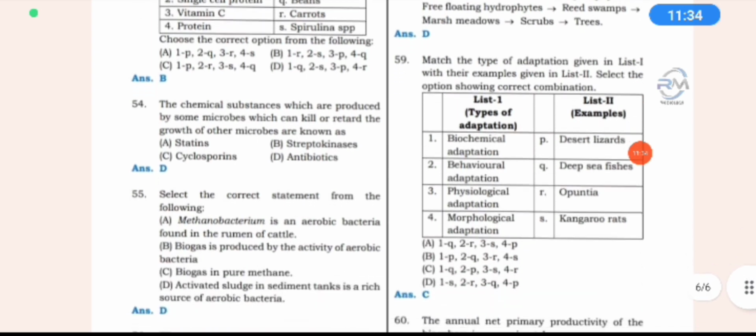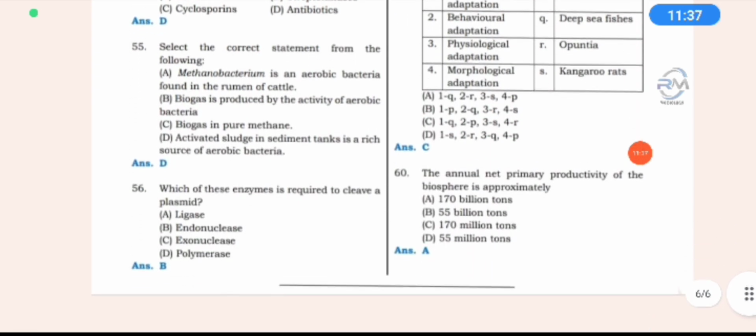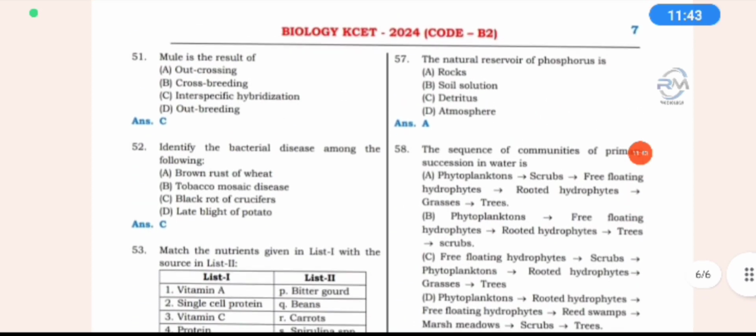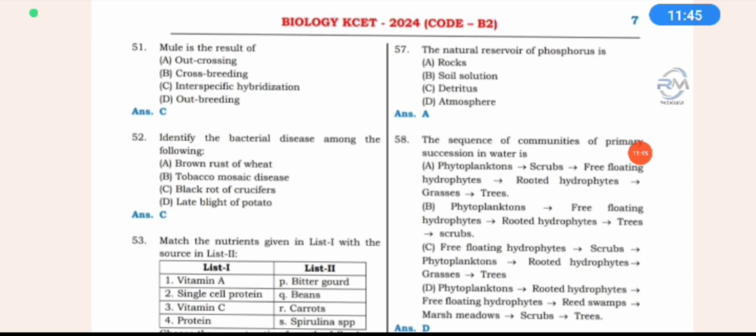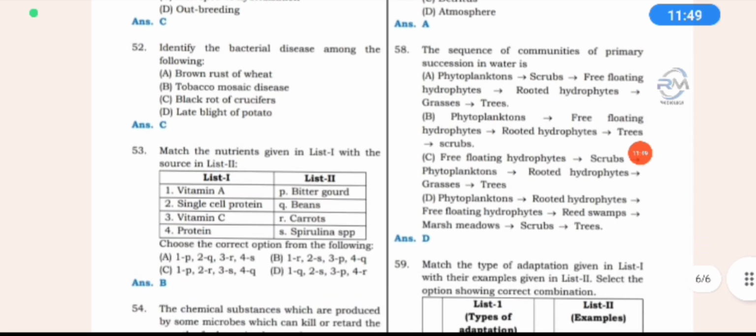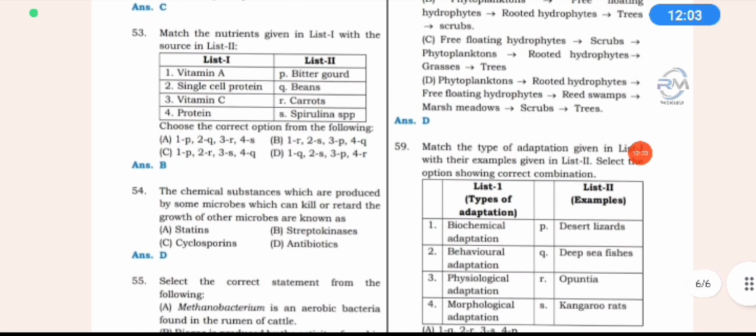Select the correct statement from the following. Option D is correct. Which of these enzyme is required to cleave a plasmid? Endonuclease. 57. The natural reservoir of phosphorus is rocks. The sequence of communities of primary succession in water is phytoplankton, then submerged rooted hydrophytes, then free-floating hydrophytes, then reed swamps, marsh meadows, scrubs and trees. So option D is the correct answer.